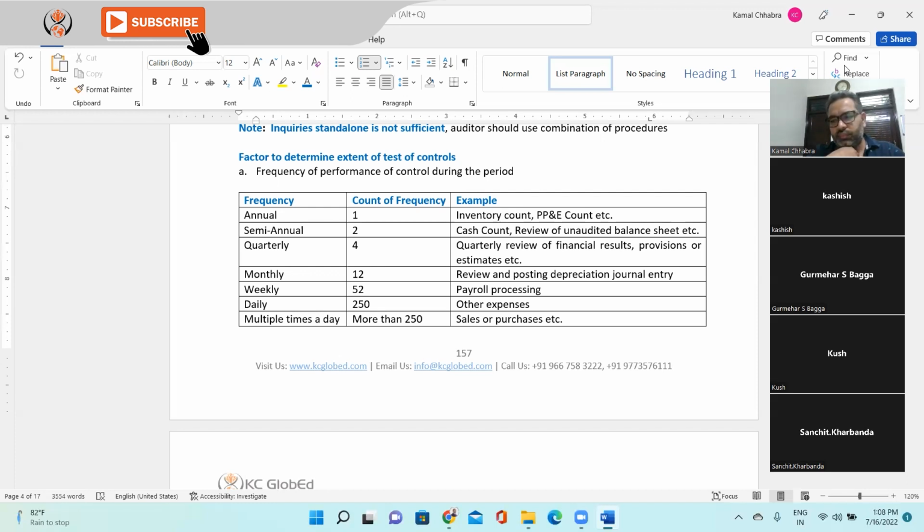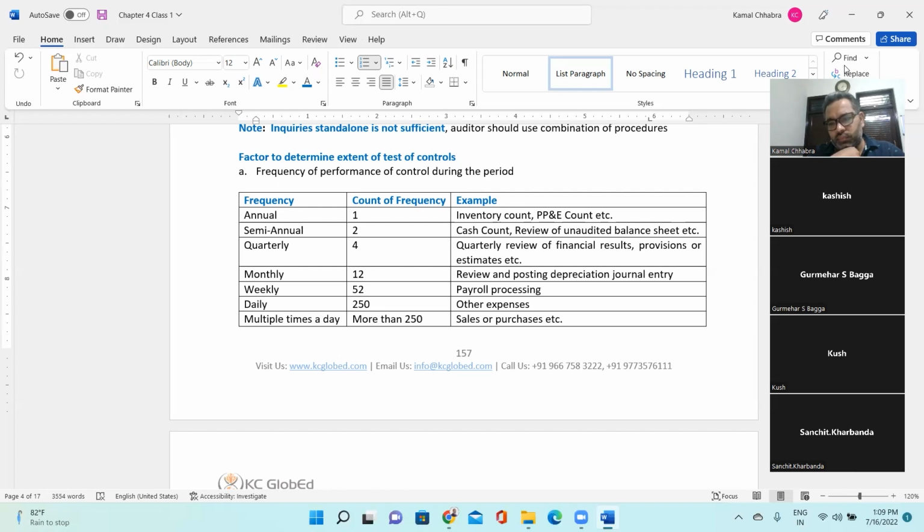So we need to focus on when the activity, like what's the frequency of the activity that is getting performed, rather than how many count, like how many locations or whatever it is. So we need to focus on the activity. Yes, absolutely right. If they are doing 4 locations, 1 location at each quarter, then it's a quarterly control. But if they are doing it once in all the 4 locations, then it's an annual control.